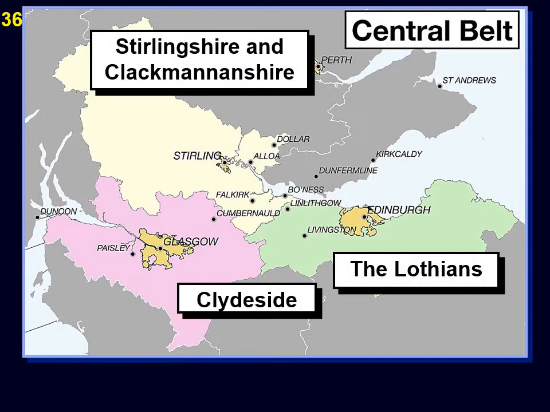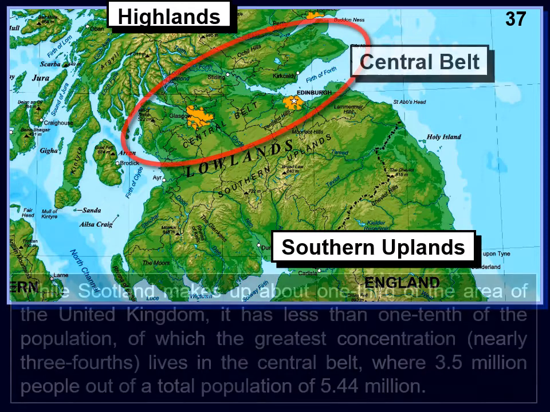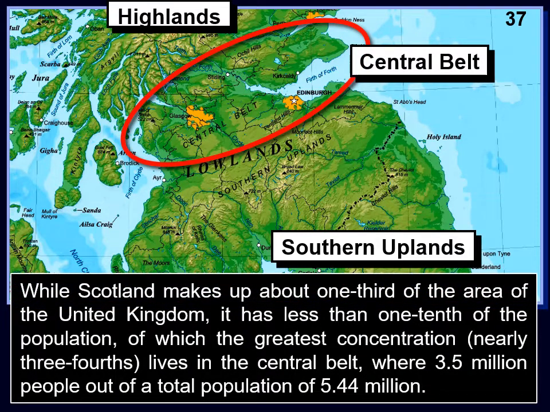The Central Belt is the industrial center of Scotland and where most of the population resides, especially near the major cities of Glasgow and Edinburgh. While Scotland makes up about 1/3 of the area of the United Kingdom, it is less than 1/10 of the population, of which the greatest concentration, nearly 3/4, lives in the Central Belt, where 3.5 million people out of a total population of 5.44 million.